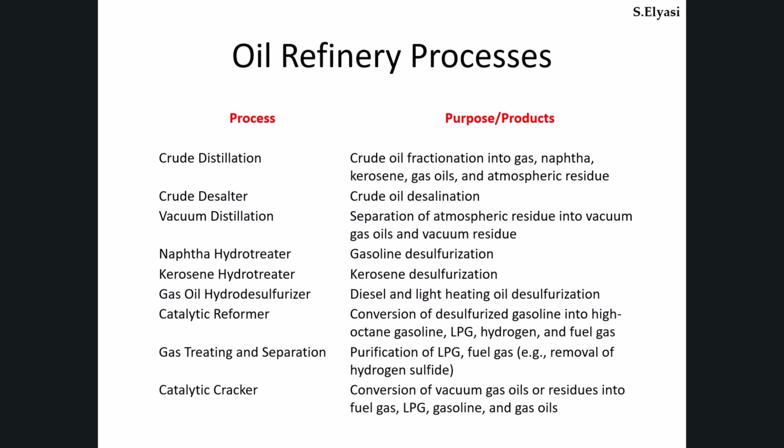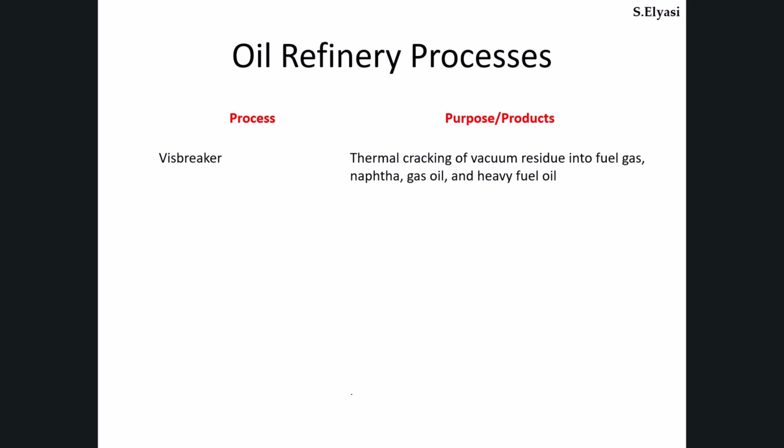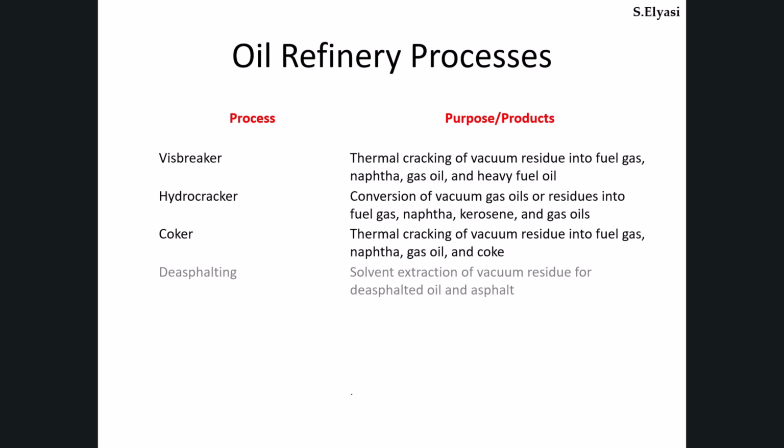Finally, catalytic cracking converts vacuum gas oil and sometimes heavier feeds into lighter products such as gases, gasoline, kerosene-range material, and gas oil. Visbreaking applies mild thermal cracking to reduce the viscosity of heavy fuel oils. Hydrocracking converts vacuum gas oils and heavy residues to lighter products, gases, naphtha, kerosene, and gas oil, using hydrogen and catalysts at high pressure and temperature. Coking uses severe thermal cracking to convert heavy feeds into lighter products and solid coke.